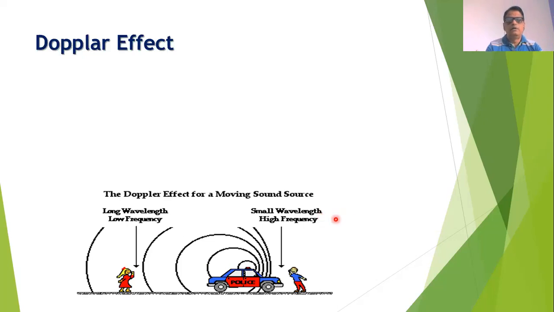Now, as shown in this small image, suppose there is a police car sounding a horn continuously, and this is the person who is standing near the car, and this is the person who is standing far away from the car. You will find that this person will receive a signal of small wavelength, and therefore the frequency of this signal will be higher. This person, since he is far away from the car, will receive a long wavelength, and therefore the frequency of this signal will be comparatively low.